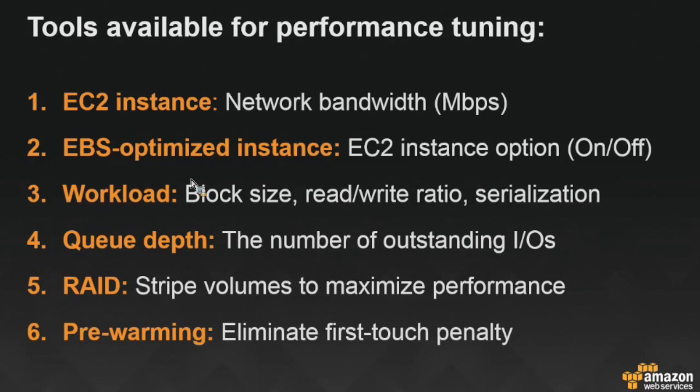We have six different areas where we can focus or make choices to design for performance. The EC2 instance, whether it's an optimized EC2 instance, the workload itself and understanding that, and the queue depth, which is the arrival rate in Little's Law. We can also use RAID to get more performance, and then pre-warming, which is the last thing we have to cover on performance.